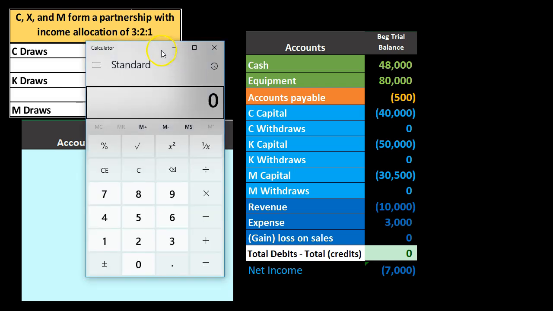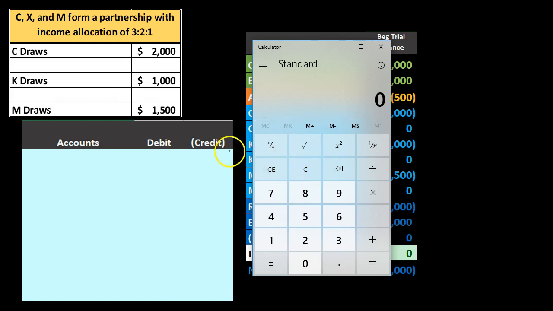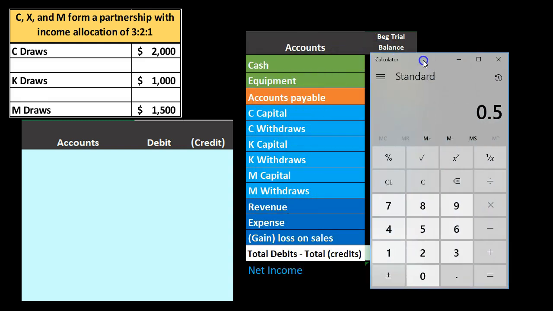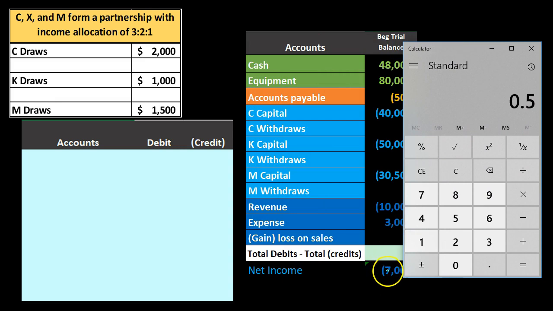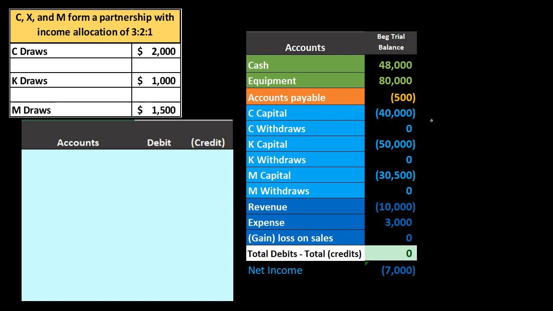Note that the profit sharing is only represented for the profit. So we have, in this case, 3 plus 2 plus 1 profit sharing. That adds up to 6, so the first partner has 3 over 6. That would be 0.5 or 50%. That's how we'll allocate the income, 50% of this 7,000 going to, in this case, C, but that's not how we're going to allocate the withdrawals. The withdrawals are going to be just in alignment to what is in the capital account.